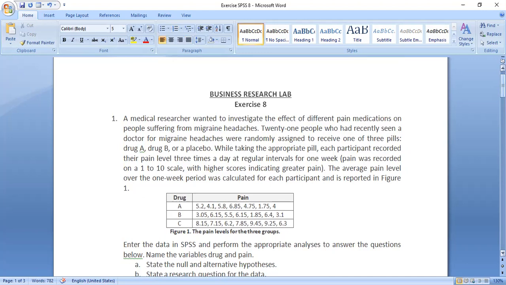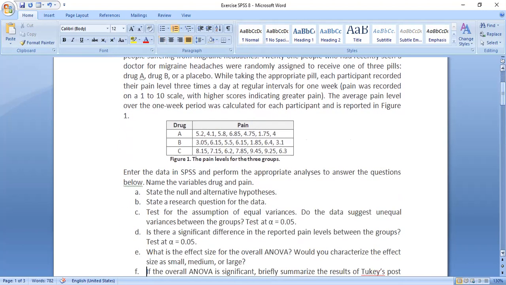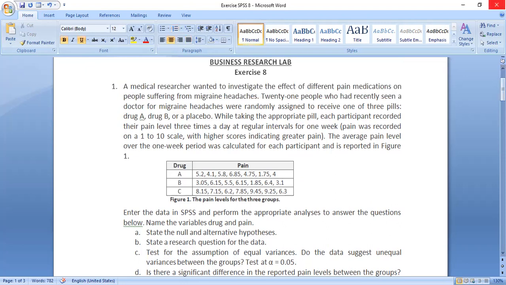We have to state the null and alternative hypotheses, write the research question, and talk about whether equality of variances is assumed or not. We have to look at whether there is a significant difference in the reported pain level. Then we have to talk about the effect size, and include the ANOVA analysis along with Tukey's post hoc. So that is all to be done today in this question 1 of exercise 8. So what we do is we straight away move to the screen share.